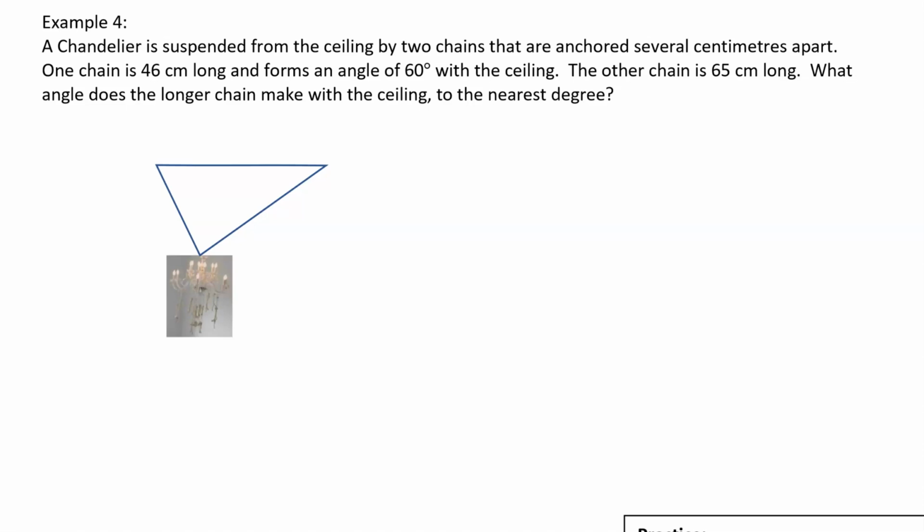All right, class, we just got one more example here. This is example 4. I want to talk to you guys about a chandelier suspended from the ceiling by two chains that are anchored several centimeters apart. One chain is 46 centimeters long and forms an angle of 60 degrees with the ceiling, and the other is 65 centimeters long, and it doesn't actually mention anything about the angle. What angle does the longer chain make, that 65 centimeters, with the ceiling to the nearest degree?